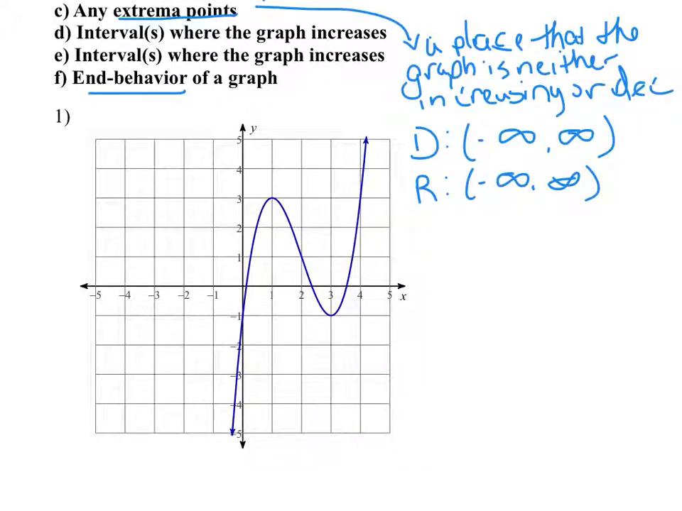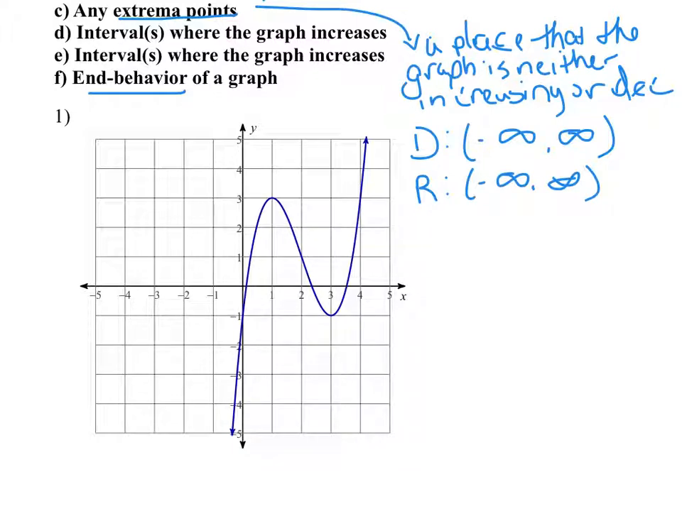It's a spot where, if you were driving a car up here, when you get to the top of the hill, you're not going up or down. So that's an extrema point. Now, if I'm going down the hill and I get to this valley right here, I'm neither going up nor down. So those two are considered extrema points.